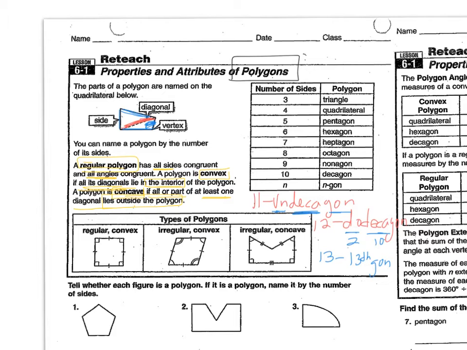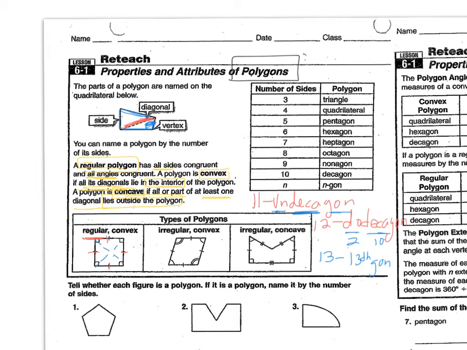So if you look at the first example, this is regular because you have all the sides congruent and all the angles congruent. Now, it's convex because if I draw the diagonal from one of the vertices to the opposite corner, the diagonals all lie inside the polygon. Now, irregular and convex on the second one.